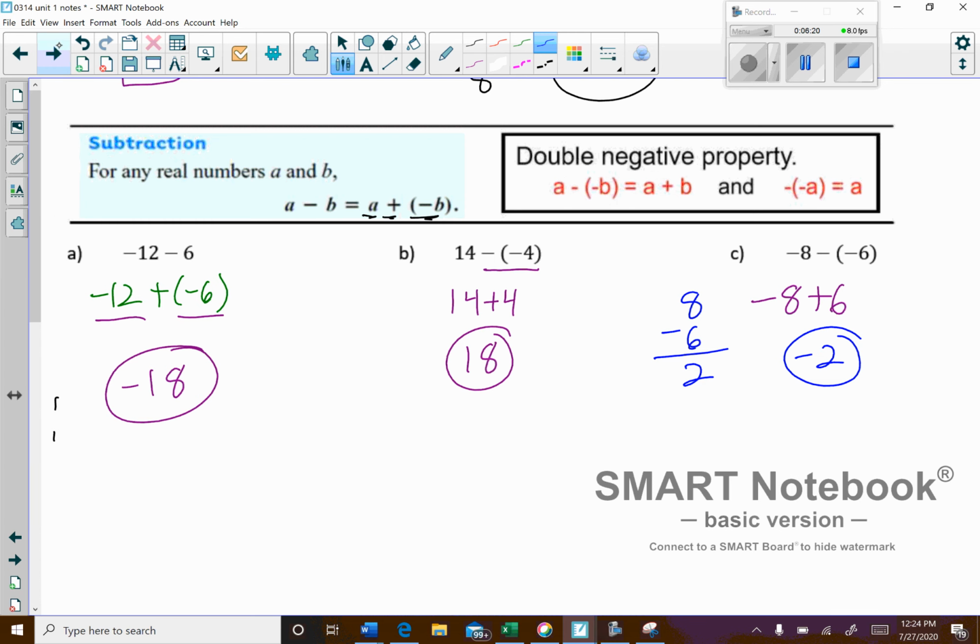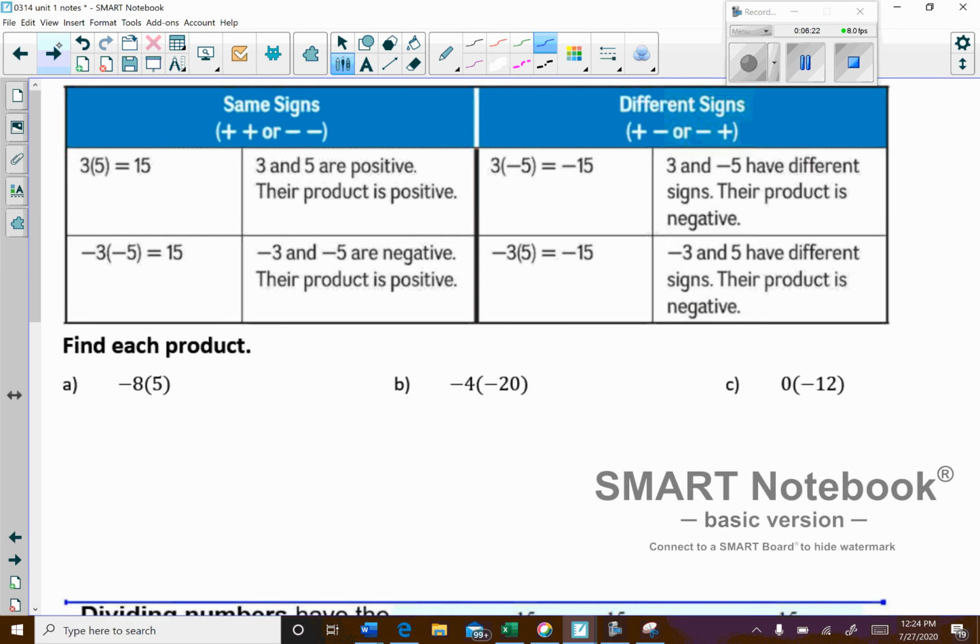All right, moving right along. Now we're going to look at multiplying. We're going to look at the rules for multiplying. If you multiply two positives or two negatives, the result is positive. You can see 3 times 5 is 15, and so is negative 3 times negative 5. If the signs are different, then the result will be negative. You can see whether the 5 were to be negative or the 3, the result comes back as a negative. Okay, so let's go ahead and try a couple of these.